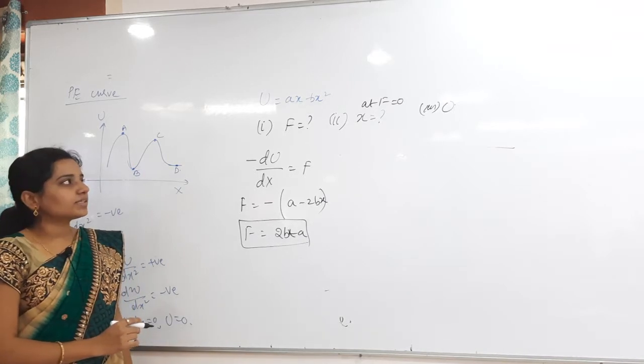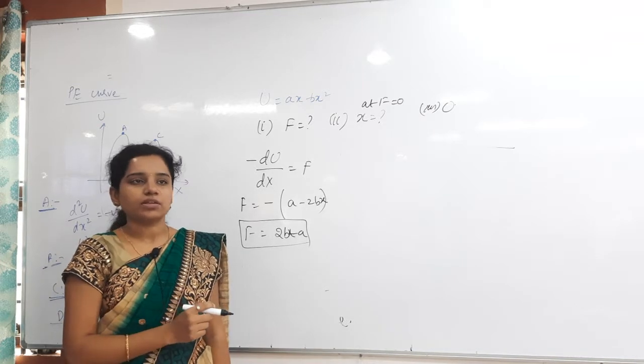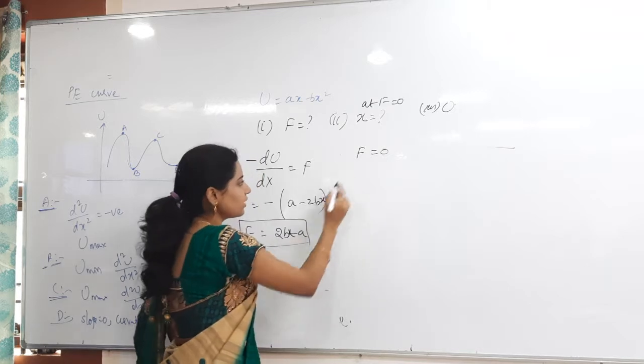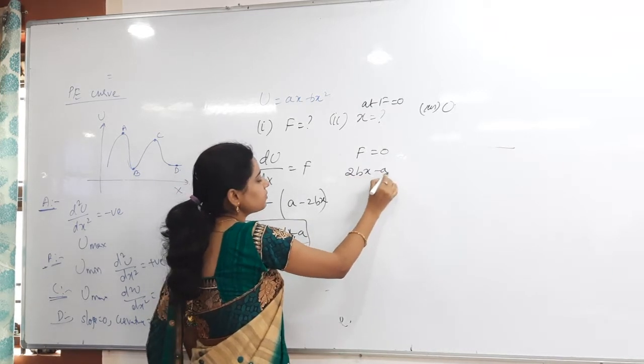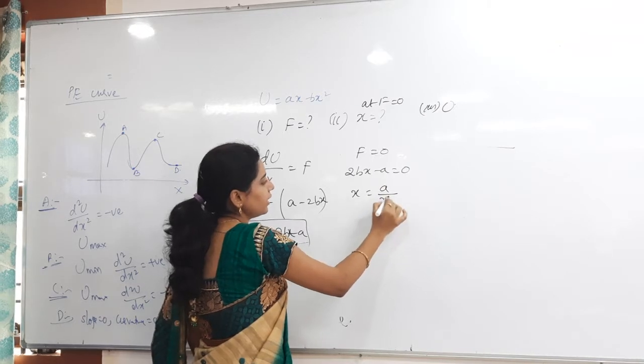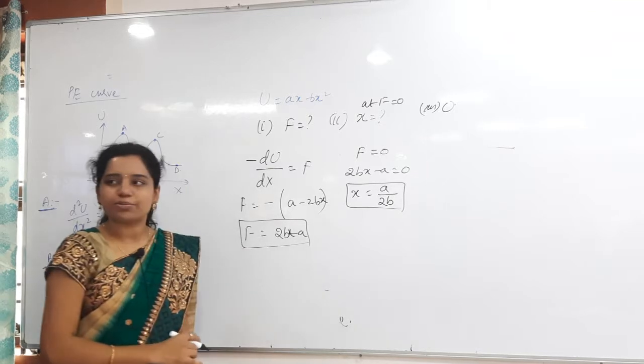And they are also asking at what point the equilibrium position is. Equilibrium position is nothing but F equal to 0. What is the F value here? 2bx minus a is equal to 0. Then x is equal to a divided by 2b. At this position, the particle will be in equilibrium.